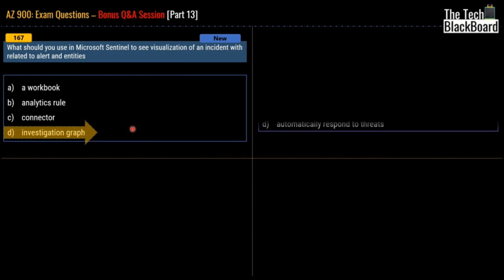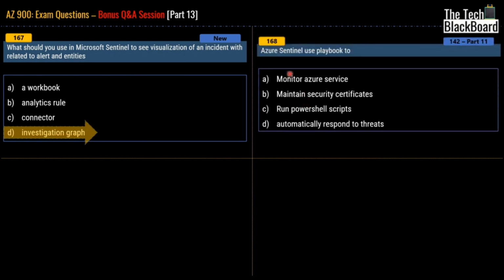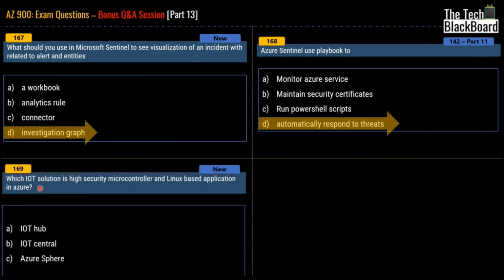Now let's move to question number 168. It talks about Azure Sentinel again, and it says that Azure Sentinel or Microsoft Sentinel uses playbooks to. Your options are monitor Azure service, maintain security certificates, run PowerShell scripts, or automatically respond to threats. The correct answer for this question is automatically respond to threats. If you want to know the logic behind selection of option B, then you need to check out question number 142 in part 11.